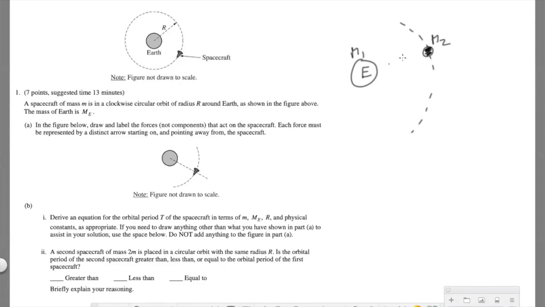The idea here is all objects in the universe attract one another, and that force is a gravitational force of attraction. So hopefully what I'm doing right now is going to set us up to answer every question. This should be a pretty quick problem. So focusing on the spacecraft, this is the spacecraft.